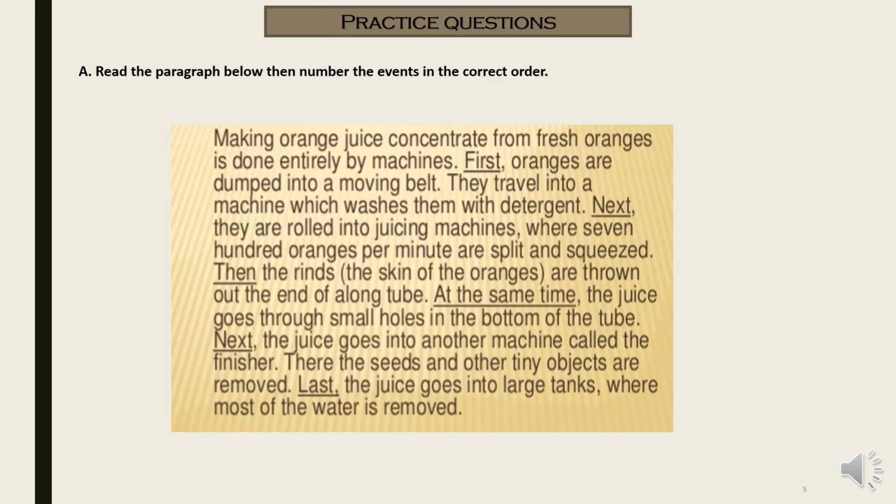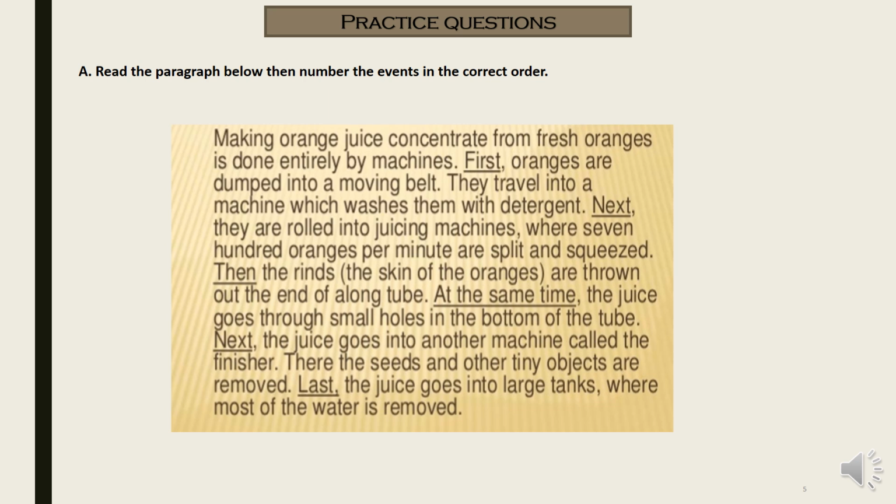Let's start now with this exercise. In this exercise, there is a paragraph, and in this paragraph, they are talking about the process that they do to make orange juice. What are the steps to make an orange juice? Let's see, and let's read the paragraph together before we move to the exercise.